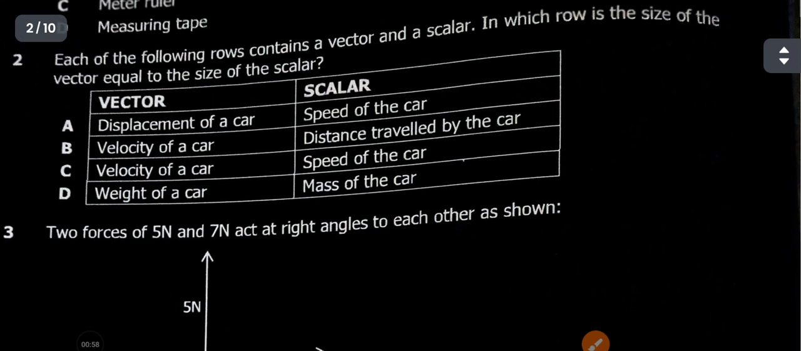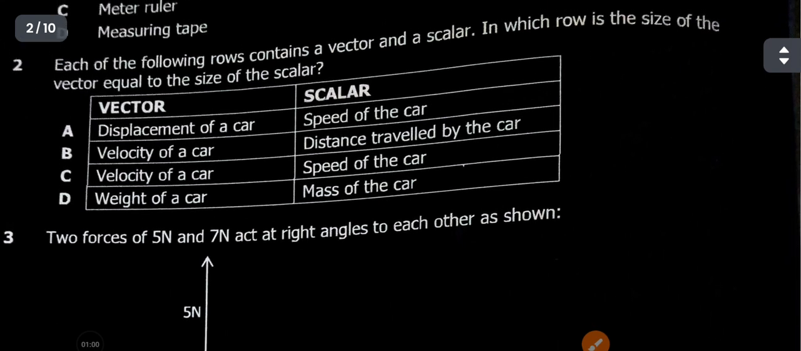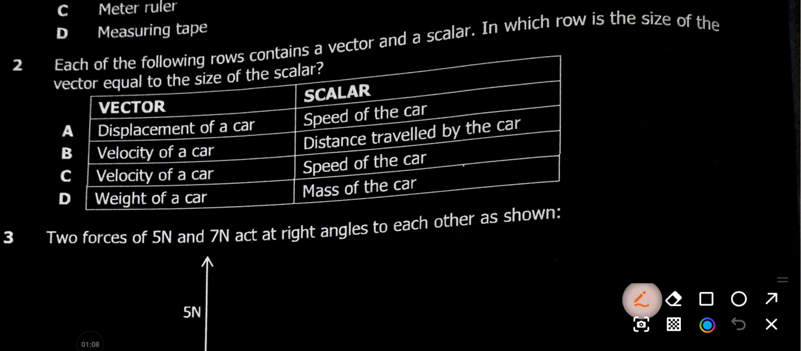Question 2 says, which of the following contains a vector and a scalar? In which row is the size of the vector equal to the size of the scalar? Right. The question has two parts. The first part will determine the vector and the scalar, and in the second part, we also require to validate if the size of the scalar is equal to the size of the vector. Alright, let's start with option A.